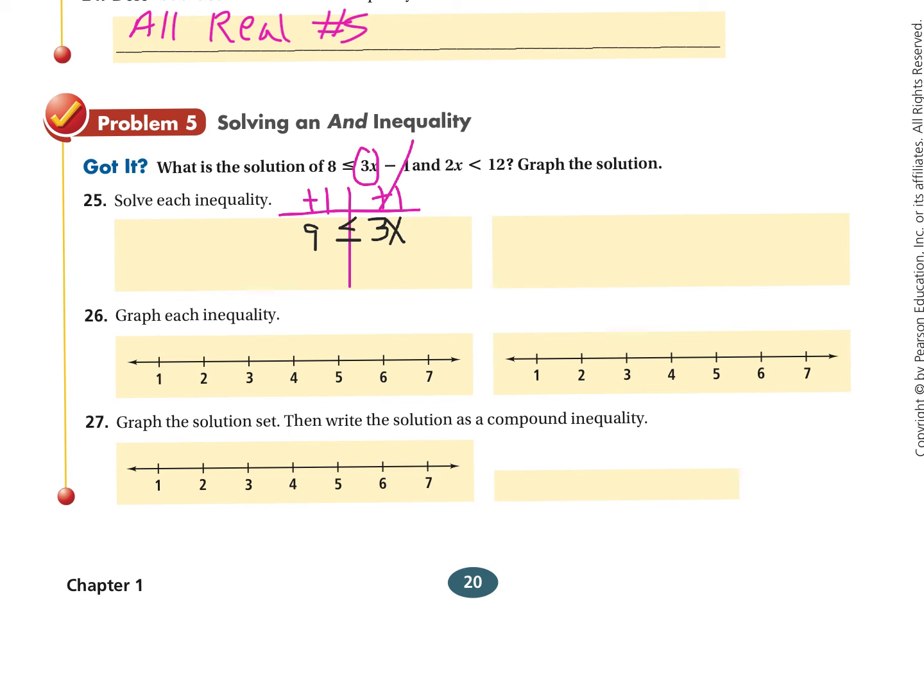I want to undo 3x by dividing by 3. I am not dividing by a negative, so I do not flip the inequality. And I get 3 is less than or equal to x. Anytime you have an inequality, you do not want that x on the right. So we have to flip-flop the 3 and the x, which means I'm going to flip-flop that inequality sign. So we get x, instead of less than, we have greater than or equal to 3.